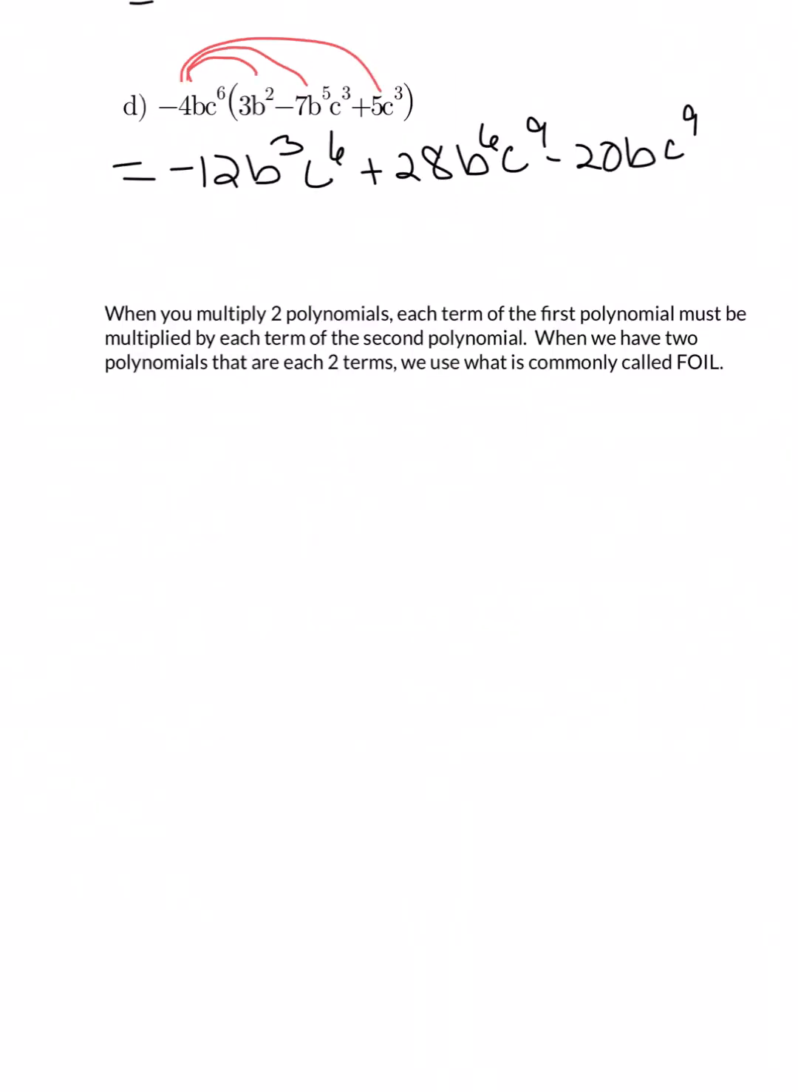When you multiply two polynomials, each term of the first polynomial must be multiplied by each term of the second polynomial. When we have two polynomials that are each two terms, we use what is commonly called FOIL. F means first term times first term. The O stands for outside term times outside term. I stands for inside term times inside term. And L is last term times last term.